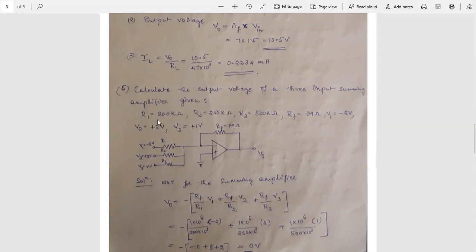So here R1 is equal to 200 kilo ohm, R2 is equal to 250 kilo ohm, R3 is equal to 500 kilo ohm, and feedback resistor RF is equal to 1 mega ohm. V1 is equal to minus 2 volt, V2 is equal to plus 2 volt, and V3 is equal to plus 1 volt.